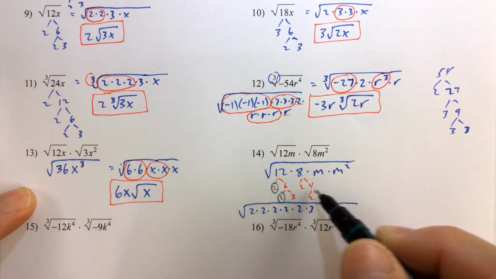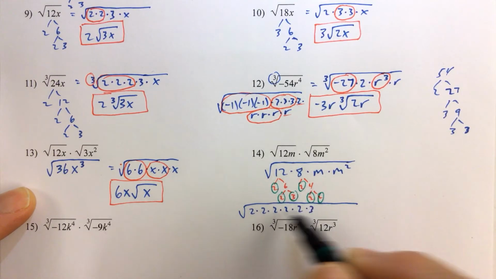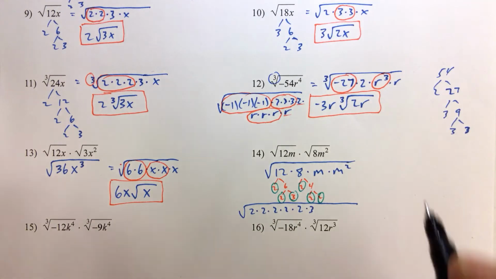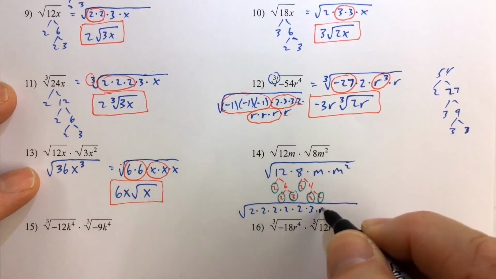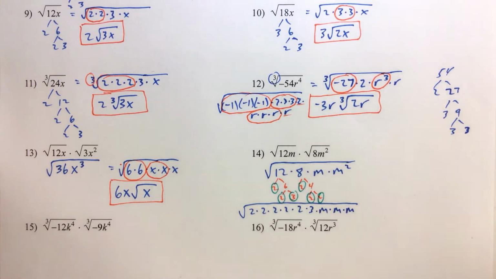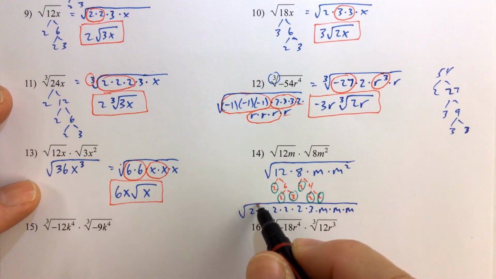And maybe we can keep track as we're writing these down. We have 2 times 2 times 2 times 2 times 2. That takes care of all of those. And then we have the 3. So we got all of the prime factors of 12 and 8 all combined. And then we have our m times our m squared, which we can write as m times m times m.